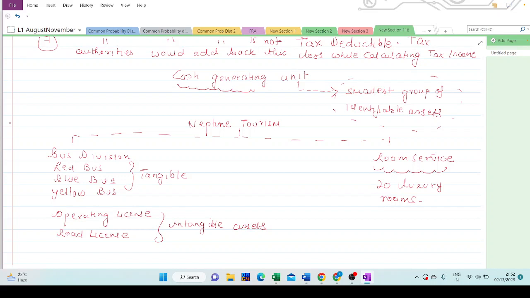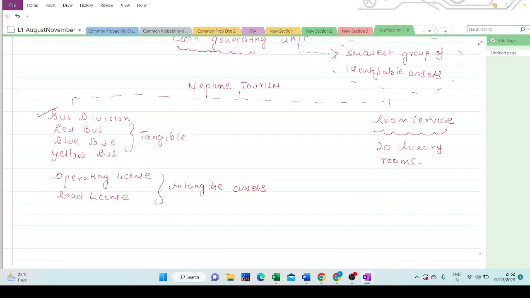Now let us look at the bus division from three angles. First angle: say the bus division did not have any operating license. It only has buses. Right? So will buses only be considered cash generating, guys? Please tell me.